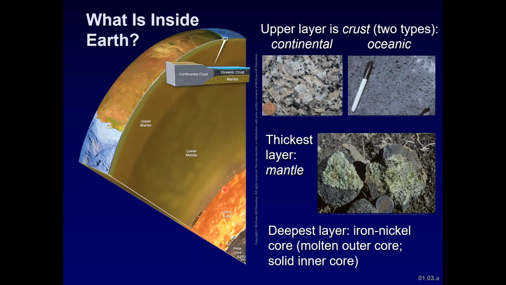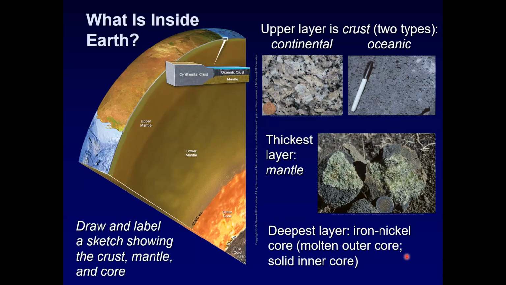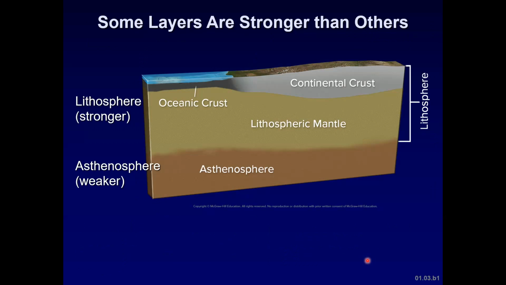In the core, that consists of metallic iron and nickel. That's something we know based on earthquake data and observations of meteorites. We've got a molten outer core and a solid inner core. If you want, you can draw and label this to sort of cement it in your mind. Not a bad idea. You can pause the video, do that, or you can use the notes.